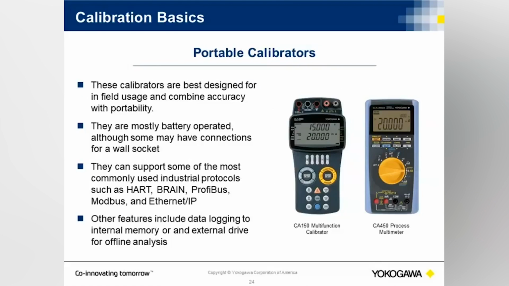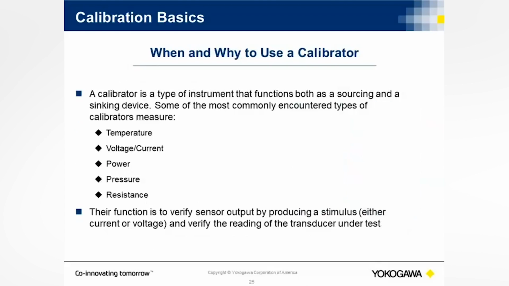The next class of instruments I want to go over are calibrators. Calibrators combine accuracy with portability. Especially for in-field usage, they are most likely to be battery powered. They usually support the standard industrial protocols such as HART, Fieldbus, and Profibus. And other features also include data logging to internal or external memory. So calibrators sound very similar to sensors, and that is true to a large extent. So why would you use a calibrator, and what is the purpose of a calibrator?